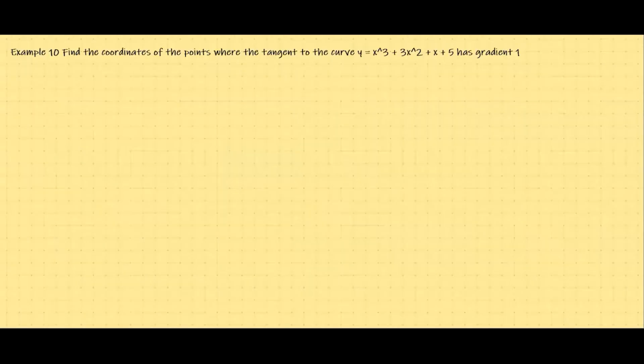So our last example is again going to get us to use differentiation, but now to do something a little bit more interesting. In this case, we're given a curve x cubed plus 3x squared plus x plus 5, and we're told to find the points, or rather the x value, where the gradient of the tangent lines is going to equal 1. So let's work out a solution. Since we're dealing with gradients, we know that we have to differentiate our curve to work out the gradient.